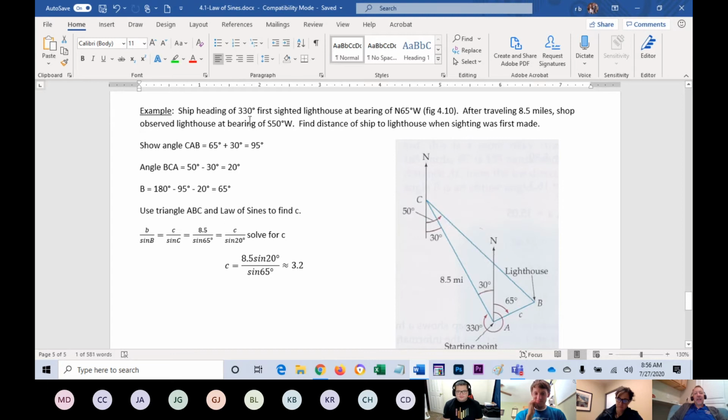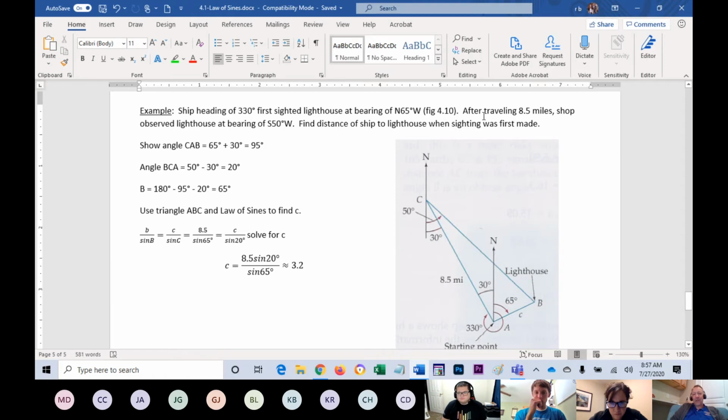All right, so a ship is heading 330 degrees. It first sighted a lighthouse at a bearing. So notice we're mixing up our headings and our bearings in this one. North 65 degrees west. Okay. So you've got your lighthouse here. We're measuring everything from north. So north 65 degrees west, that's your lighthouse.